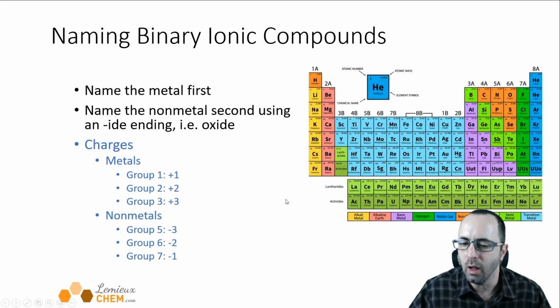And you should not have that memorized, but you should know why, right? These have 1 valence electron, so when they lose 1, they make a +1 ion. These have 2 valence electrons, so when they lose their 2 valence electrons, they make +2 ions, so forth.